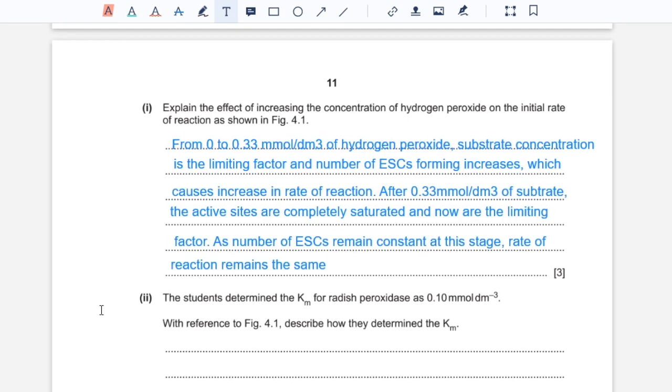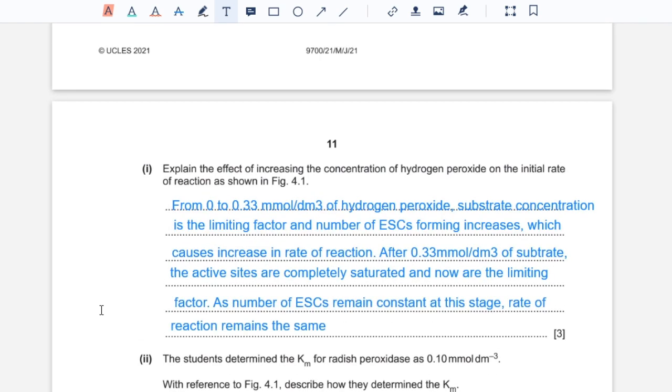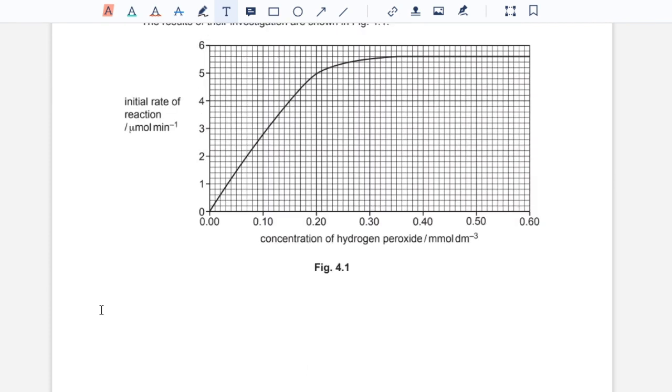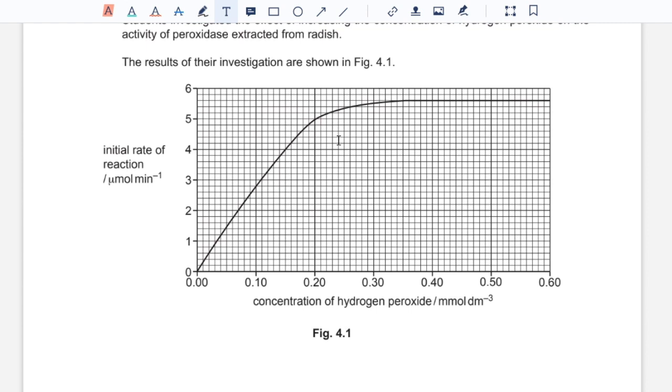The students determined the Michaelis-Menten constant for radish peroxidase as 0.1 millimole per dm cube. With reference to figure 4.1, describe how they determined this value. So Michaelis-Menten constant is the substrate concentration for which the enzymes work at half of their maximum velocity. So the substrate concentration you would obtain from the x-axis, but for that you need to know the maximum velocity, and so half of the maximum velocity.